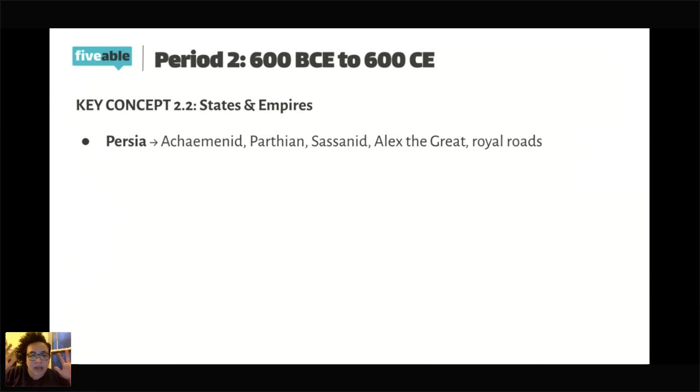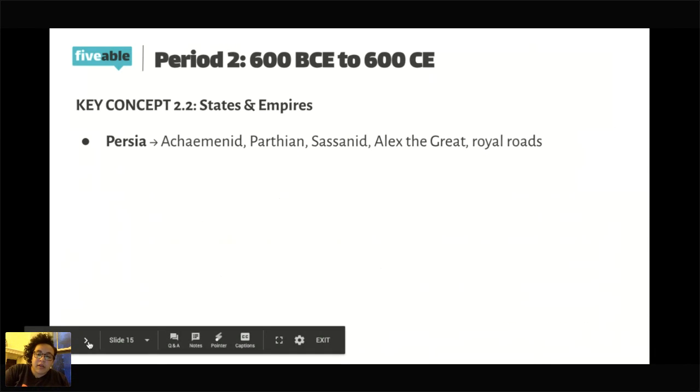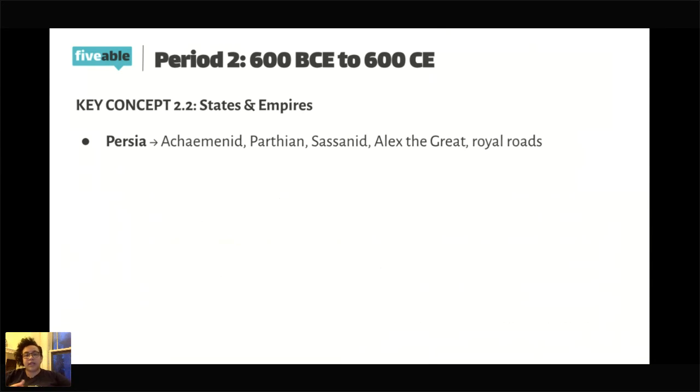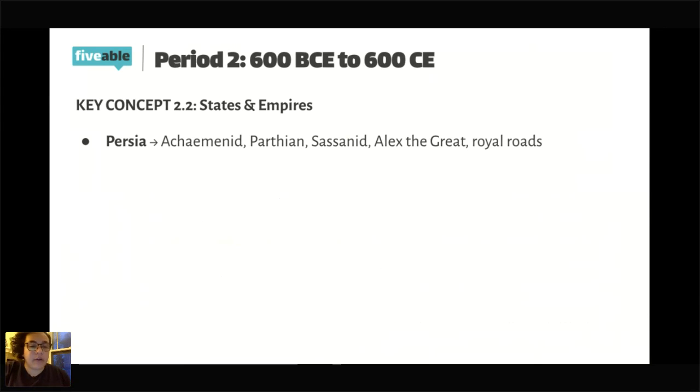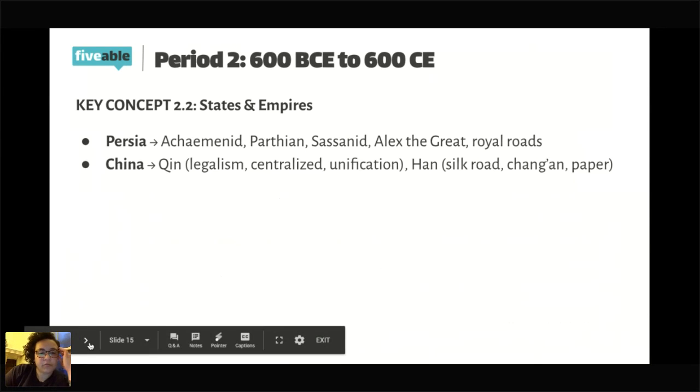But here are their names: the Achaemenid, the Parthian, and the Sassanid. You've got Alexander the Great and royal roads, right? They've got all these roads that connect the empire. So if I narrow down what you need to know about Persia into five terms, that would be it. Maybe I would also add Zoroastrianism, right? That would be a part of Persia.